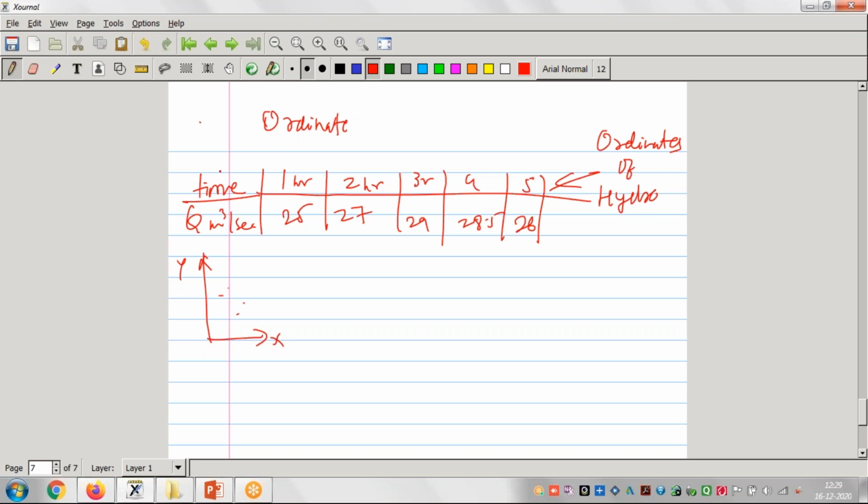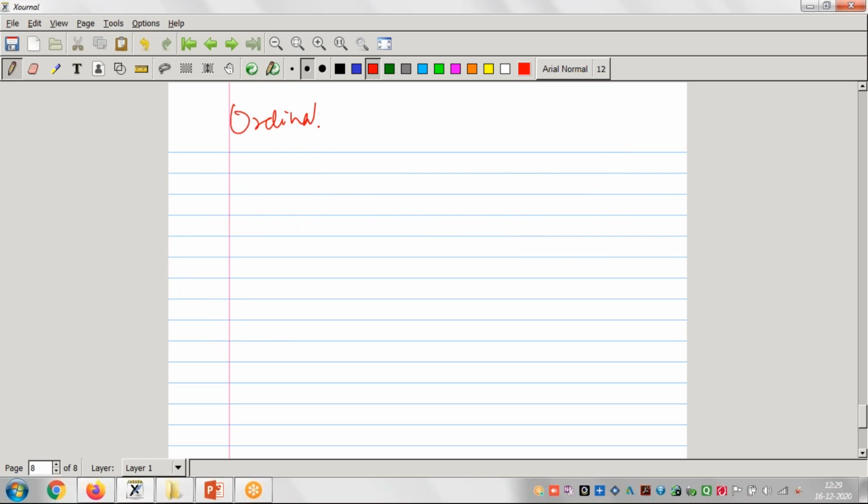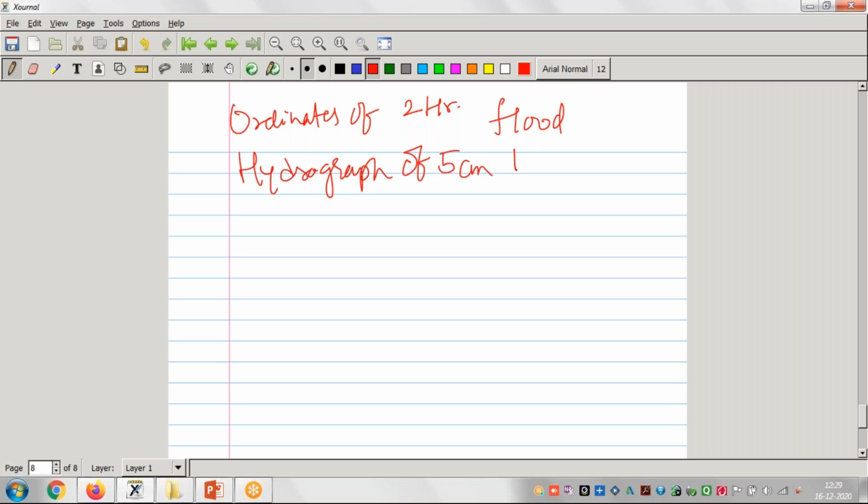So here, what is the question? The question is saying that the ordinates of a 2-hour flood hydrograph of 5 centimeter excess rainfall depth are given.